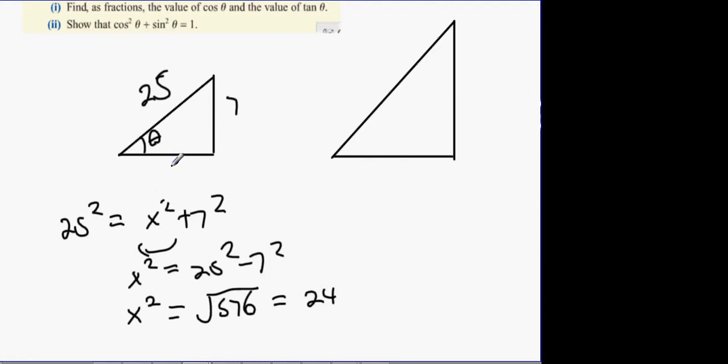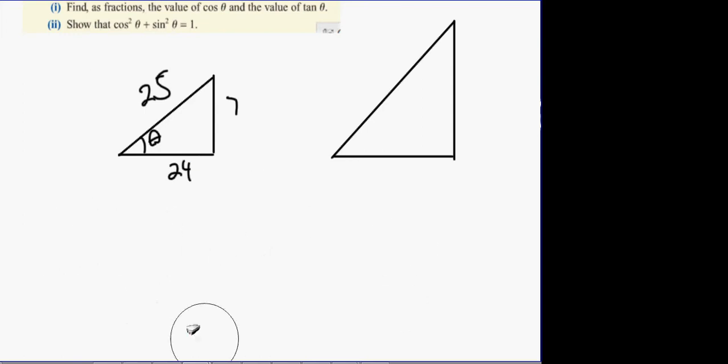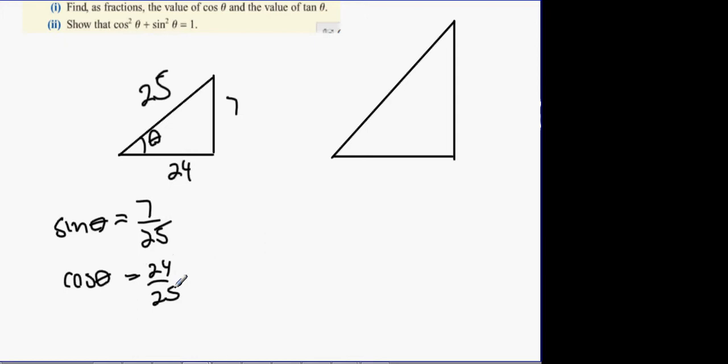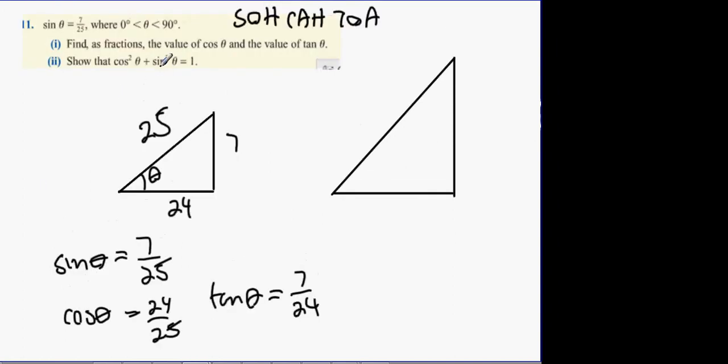Now that we know its length is 24, what we can now do is find out what sine, cos and tan are by doing this. We know that sine theta is 7 over 25. We know that cos theta is adjacent over hypotenuse, which is 24 over 25. And tan theta is 7 divided by 24. Okay, so that's the three of them. Theta is the angle.